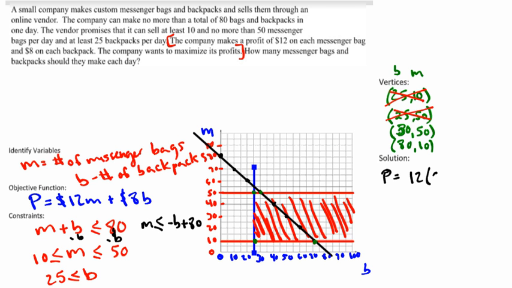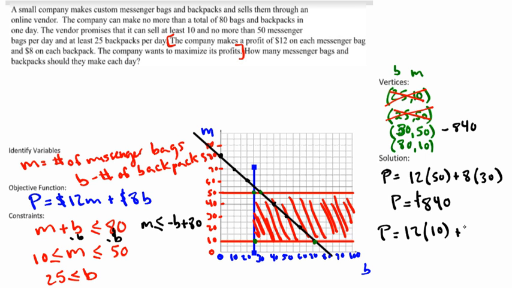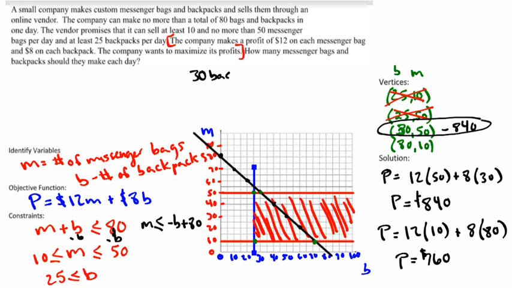So 12 times M plus 8 times B. And so this case would be 600 plus 240. Looks like $840 for this one. And for the other one, 12 times 10 plus 8 times 80. 120 plus 640, 760. So 30 backpacks and 50 messenger bags.